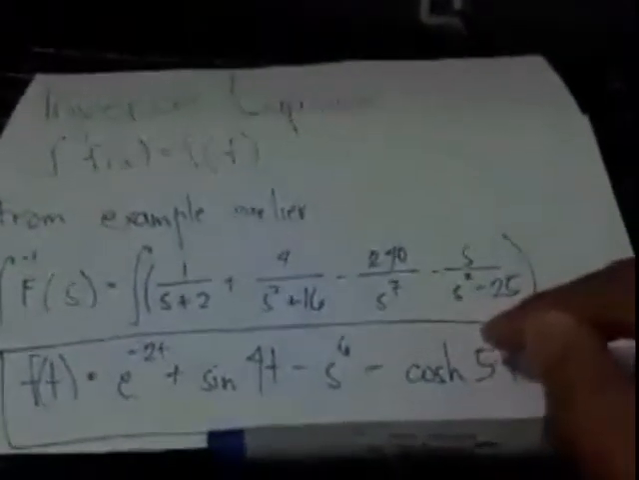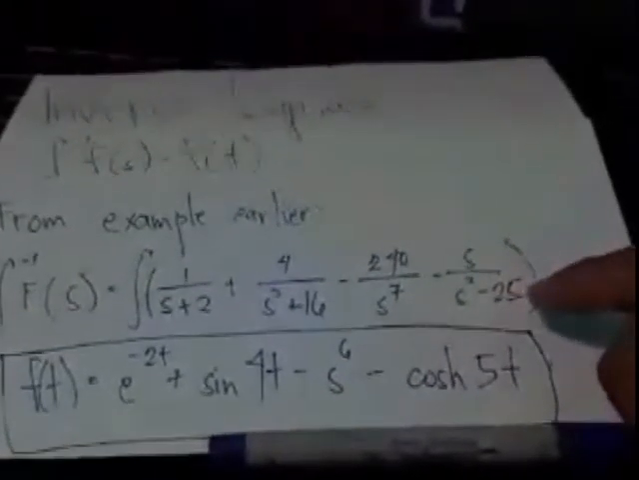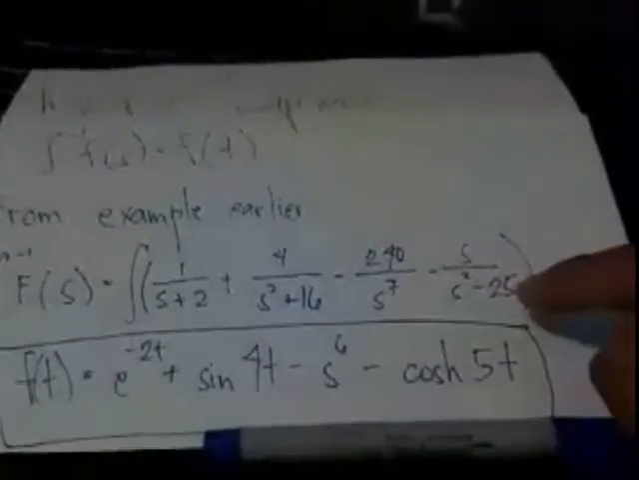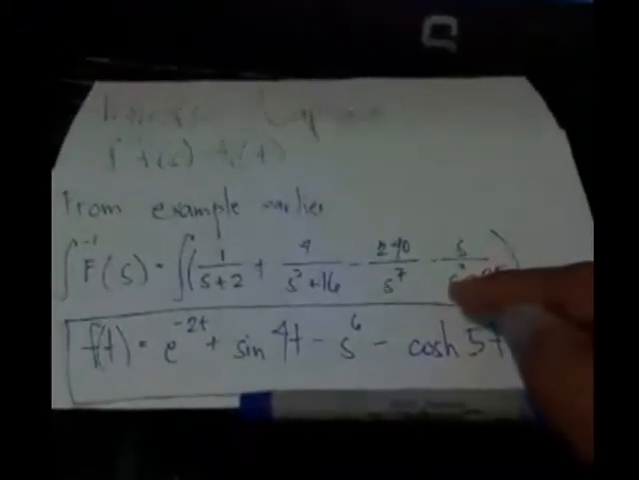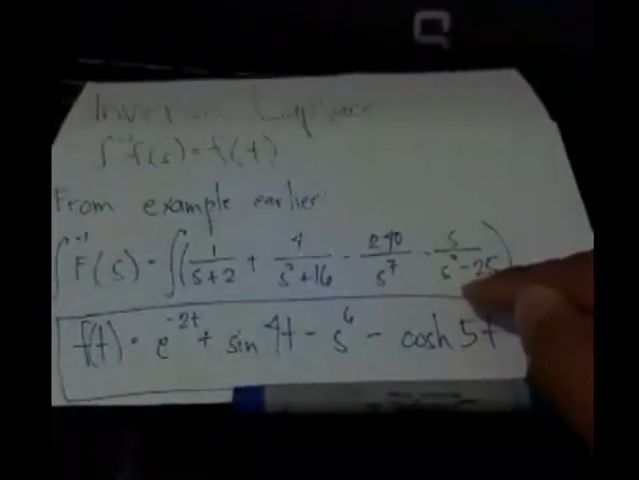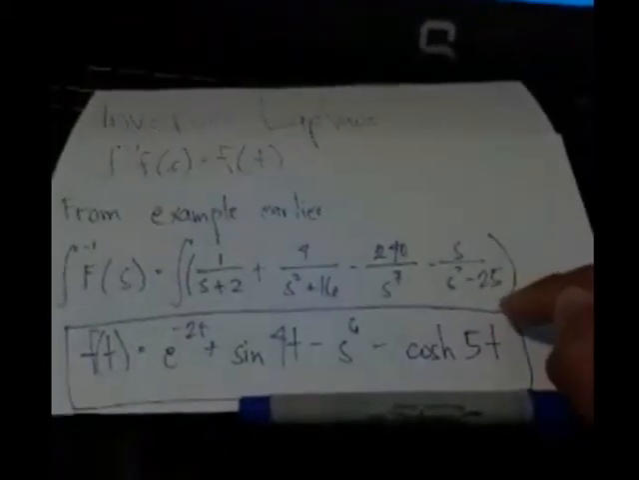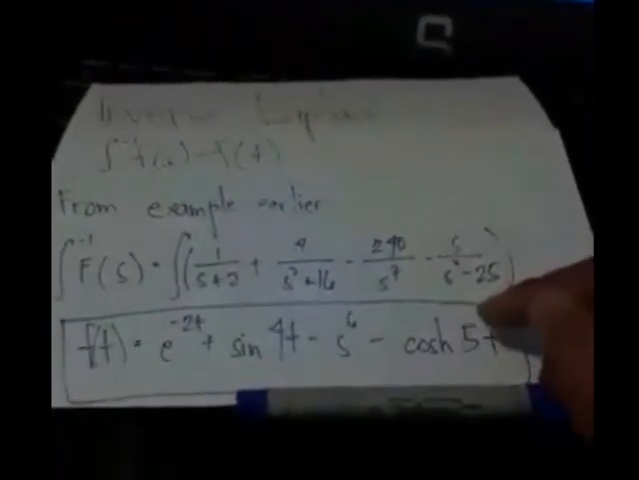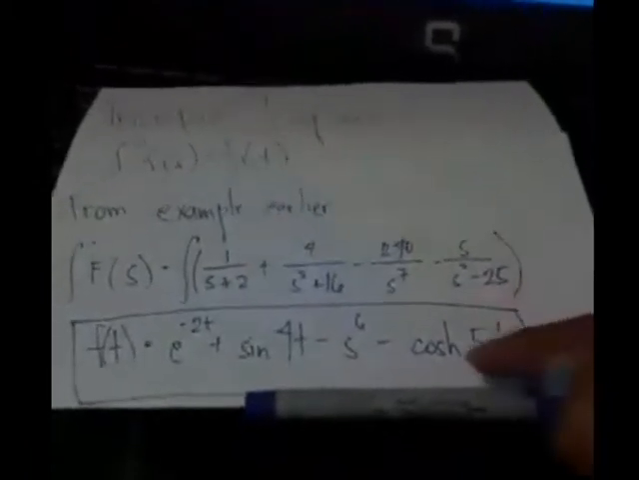And last is s over s raised to 2 minus 25. Observe again and look at the table here. We have a denominator of s raised to 2 and it's a subtraction. So basically, we know it is hyperbolic with a equal to 5 and a numerator of s. So simply, it is equal to hyperbolic cosine at, which is hyperbolic cosine 5t. Then just write it again and combine them.